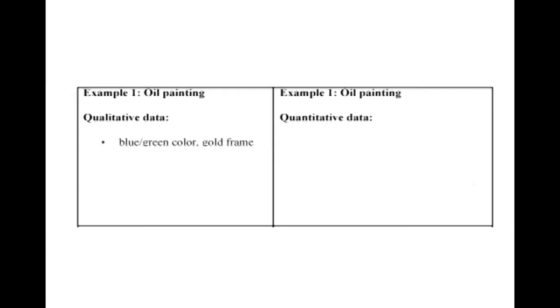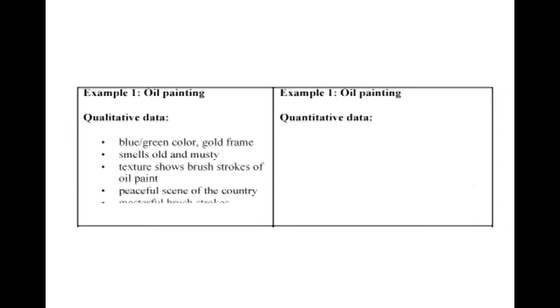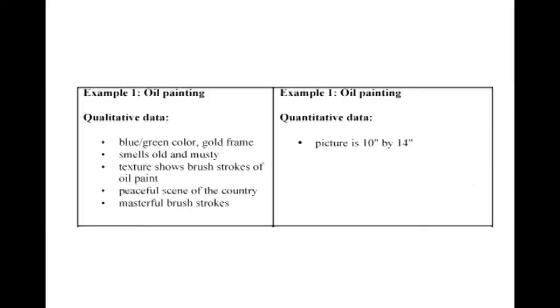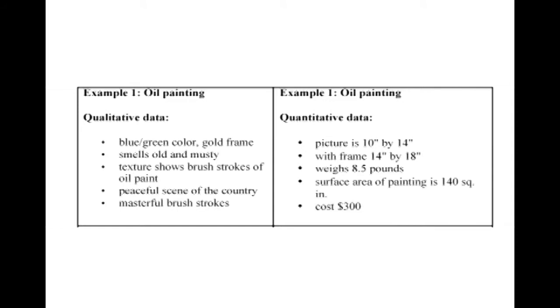Example of qualitative data: an oil painting. If we look at qualitative data, we look at blue, green color, gold frame, smells old and musty, texture shows brush strokes of oil paint, peaceful scene of the country, masterful brush strokes. However, for the same oil painting, in quantitative data, we look at the picture is 10 by 14, with frame 14 by 18, weighs 8.5 pounds, surface area of painting is 140 square inches, the cost is $300.